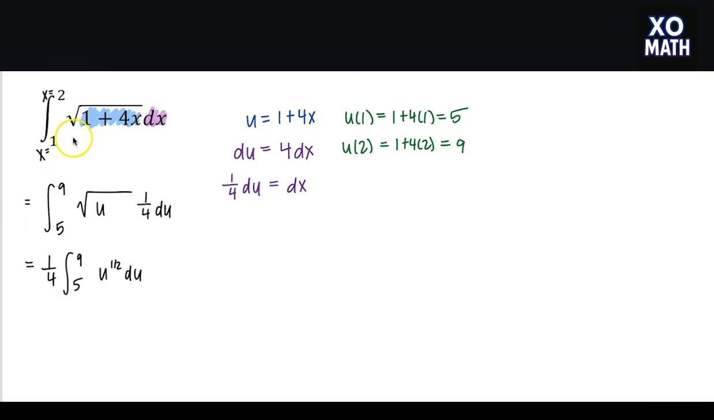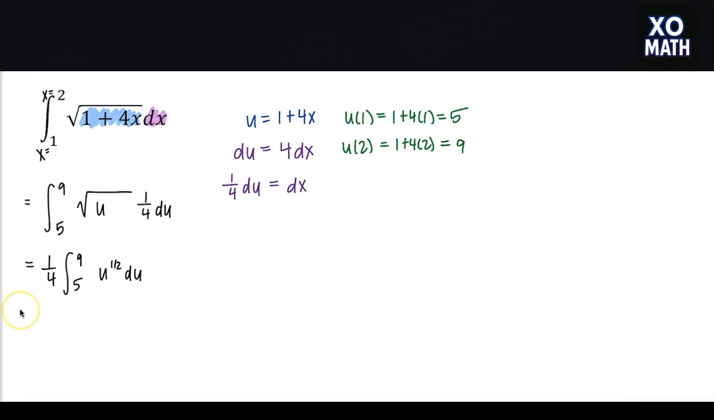So now we never have to return to x's. We have done a complete change of variables. This is u equals 5 to u equals 9, u to the 1/2 du. So we never have to return to x. We'll just finish this problem off until we arrive at a number.